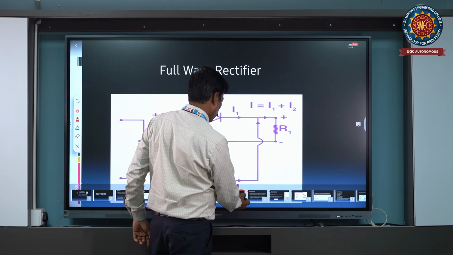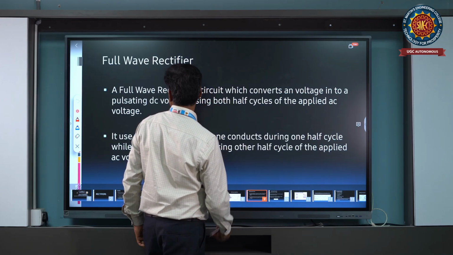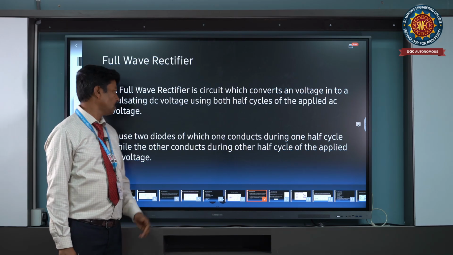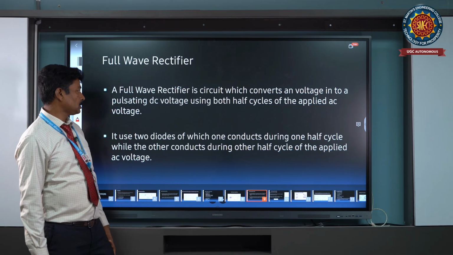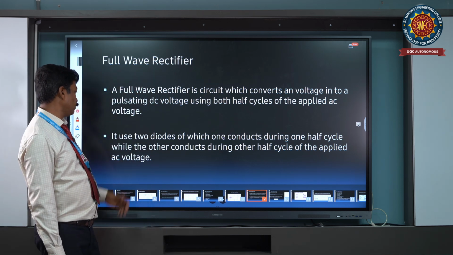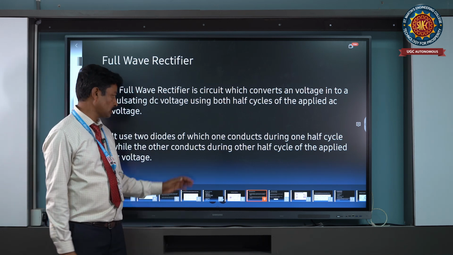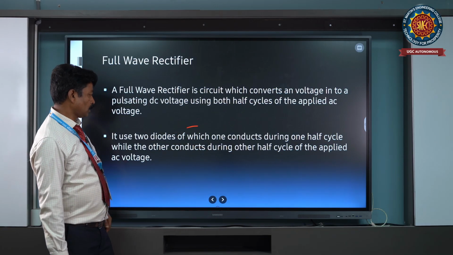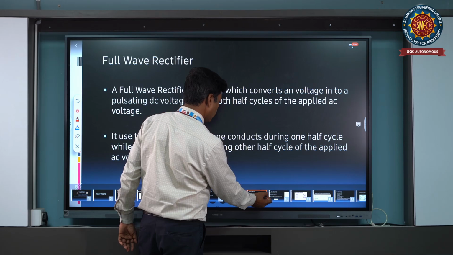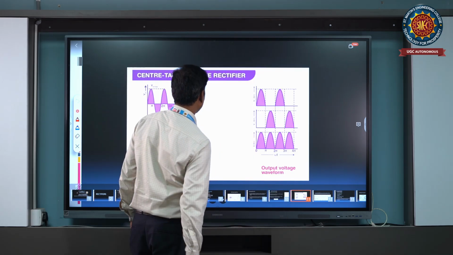The full-wave rectifier circuit converts the AC voltage into pulsating DC voltage using both half cycles of the applied voltage. It uses two diodes: one diode is forward biased, and the other diode is reverse biased.